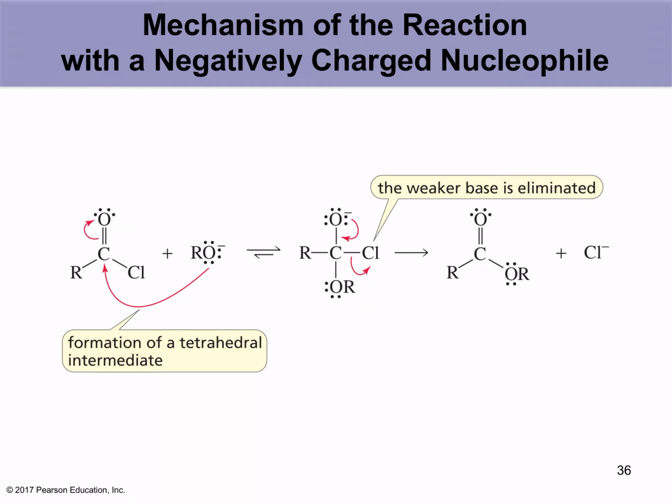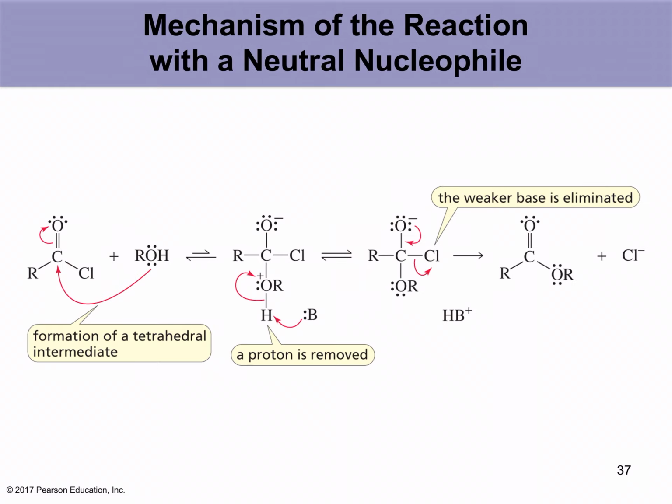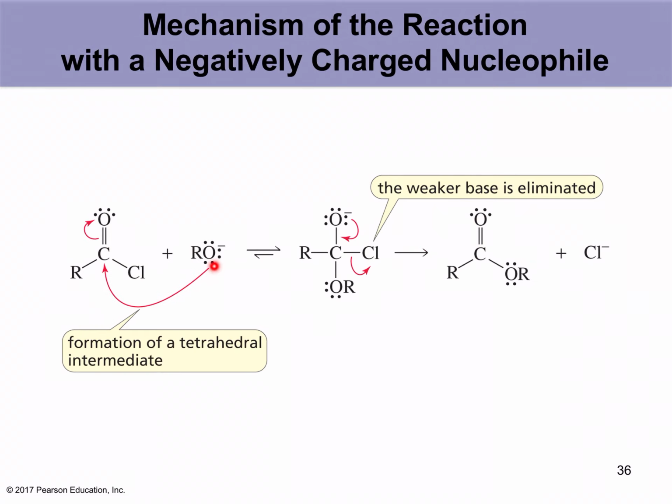Mechanism of the reaction with a negatively charged nucleophile. Now let's look at how an acyl chloride reacts with an alkoxide, a nucleophile with a negative charge. It's pretty strong if it is negatively charged, so it's going to attack the carbonyl carbon. The carbon-oxygen pi bond breaks, then reforms the pi bond. Between these two, the weaker bond breaks, and we know chloride is the weaker base. So that will eliminate and form the ester.